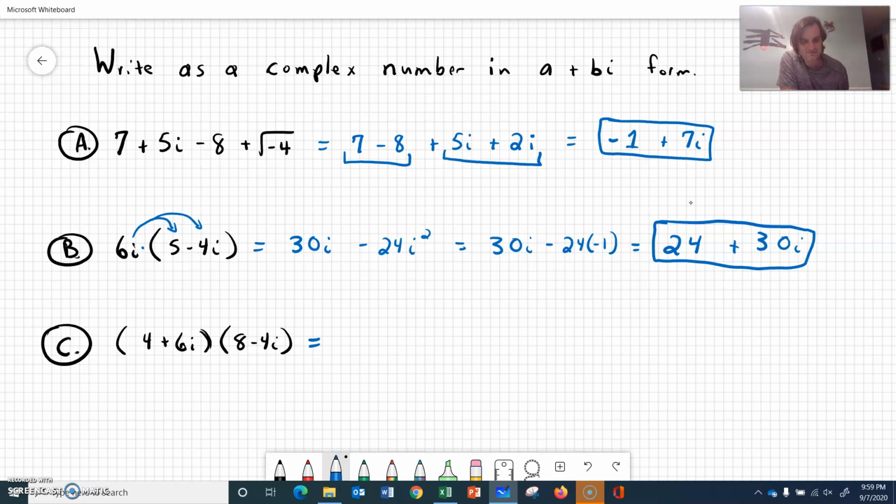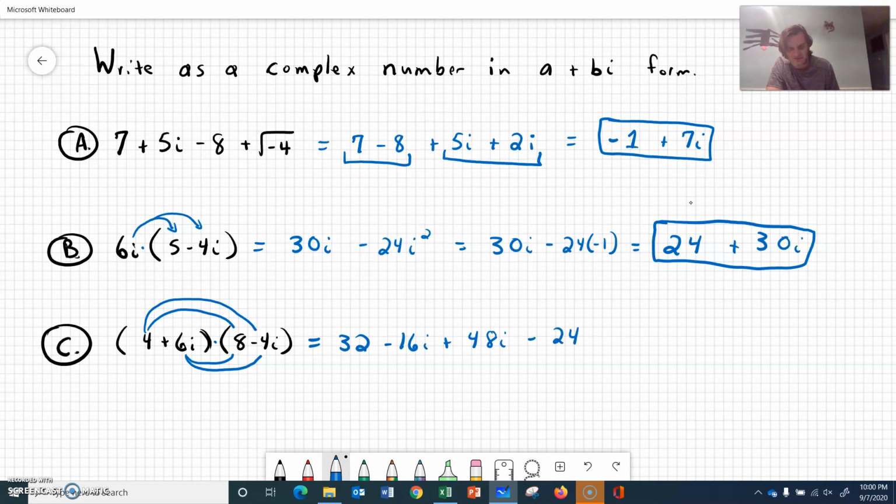C, the last one, is two complex numbers multiplied together. It's 4 plus 6i times 8 minus 4i. So I'm going to use the FOIL method here. 4 times 8 is 32. That's the first. The outer is 4 times negative 4i, that's negative 16i. Inner, 6i times 8, that would be plus 48i. And last would be 6i times negative 4i, that would be negative 24i squared.